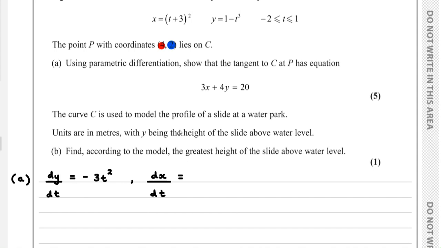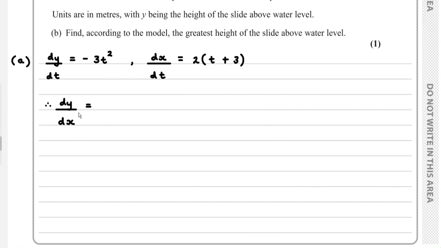And if we find out what dx over dt is, if we differentiate (t plus 3) squared using the chain rule, we have 2 multiplied by (t plus 3) to the power of 1 multiplied by the differential of t plus 3, so we multiply 2 lots of (t plus 3) by 1, and therefore dx over dt equals 2 lots of (t plus 3). So therefore, dy over dx is equal to dy over dt, which is negative 3t squared, over dx over dt, which is 2 multiplied by (t plus 3).